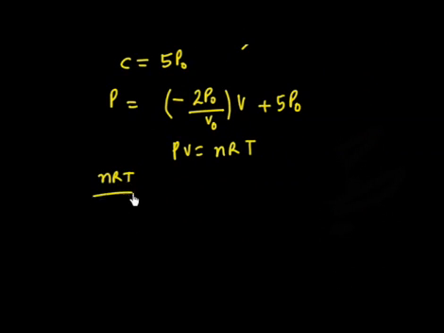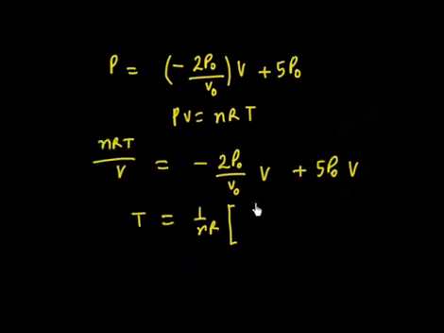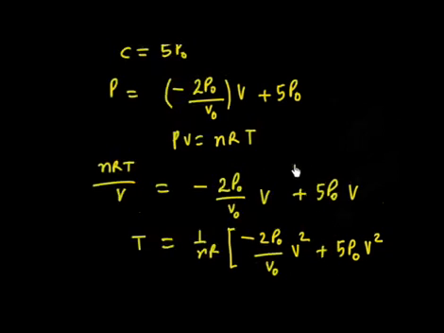So nRT by V. So this is pressure is equals to minus 2 P naught by V naught into V plus 5 P naught into V. So if you see, this temperature is equals to 1 by NR, and this we go this side, so we will have minus 2 P naught by V naught, and this is V square plus 5 P naught V square. You getting or not? So let me check again. So this is no V naught here. You have only simply 5 P naught. So there should be no V, so this V is not there. So this means there will be no V square. Are you getting or not? So simple.